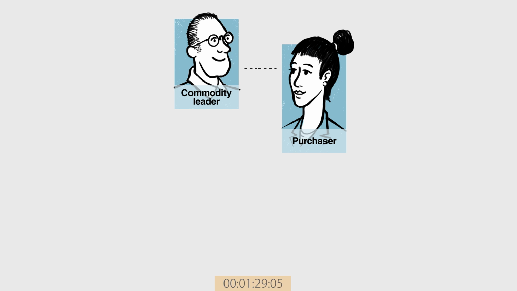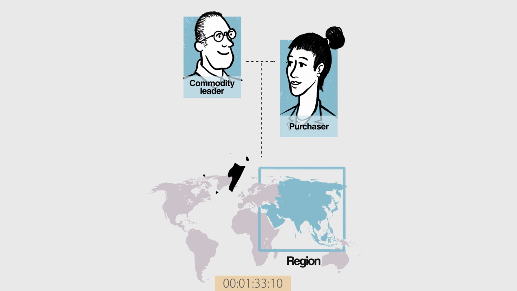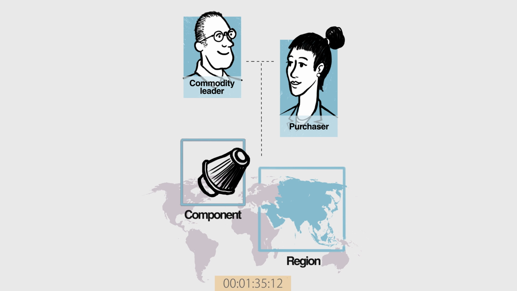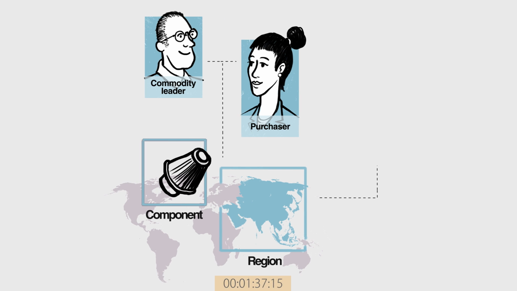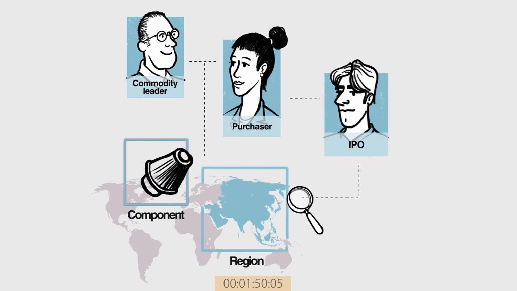In this context, purchaser Julia received a request to find and qualify a new supplier in the region Asia for the component group filter from her commodity leader. To start the process, Julia first contacts her colleague from the International Purchasing Office, IPO in short, to get support in scouting appropriate new suppliers in the specified region.